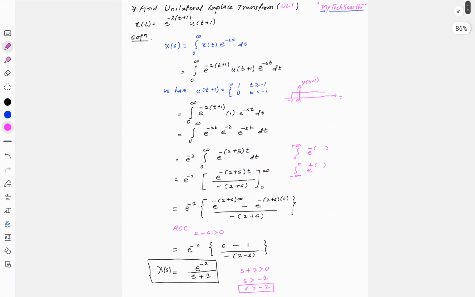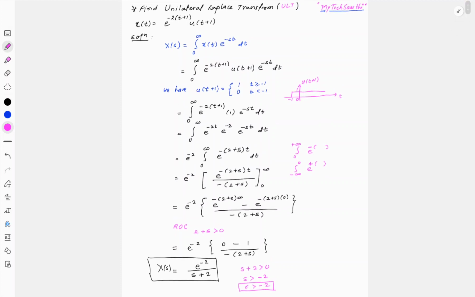You only need to remember that whenever it is unilateral, the lower limit of the integration of this Laplace basis function starts at 0 and approaches positive infinity. You cannot go below 0 in the integration. Just remember this and then solve the rest of the numericals the way we have solved them for bilateral Laplace transform.